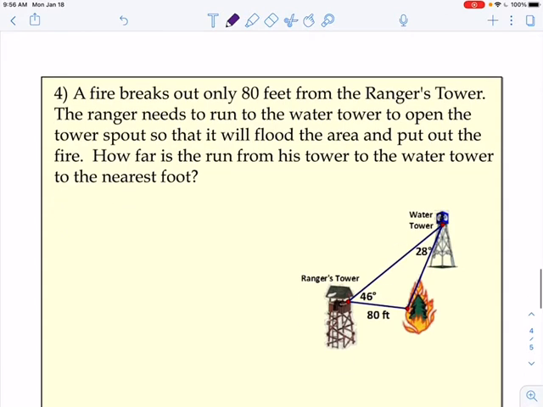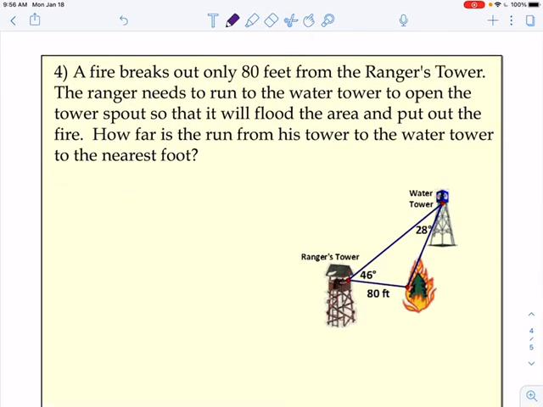Okay, so the next two examples are just real world examples where you could use the law of sines to figure out some missing information. We have a fire that breaks out only 80 feet from a ranger's tower. The ranger needs to run to the water tower to open the tower spout so that it will flood the area and put the fire out. How far is the run from his tower to the water tower to the nearest foot? From his tower to the water tower, I'm looking for this piece of information right here.